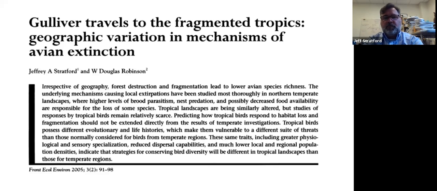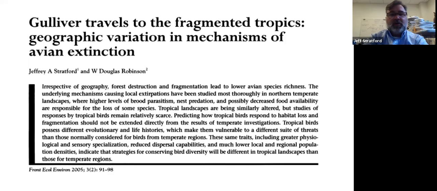So the epigeial insectivores in the tropics are primarily antbirds, and there are no antbirds in North America. So if you talk to a North American ornithologist, they would point to nest parasitism and nest predation as the primary mechanisms of why birds are missing from temperate forest fragments.